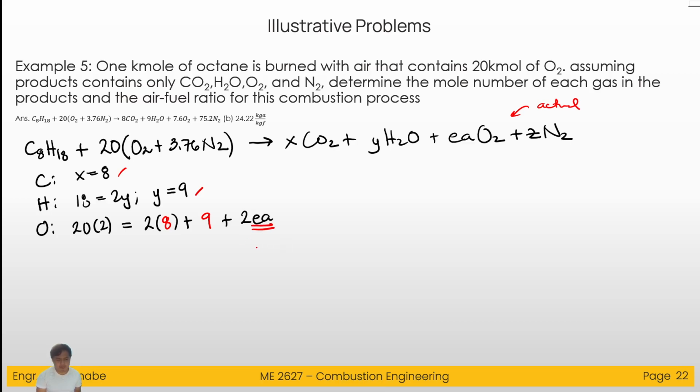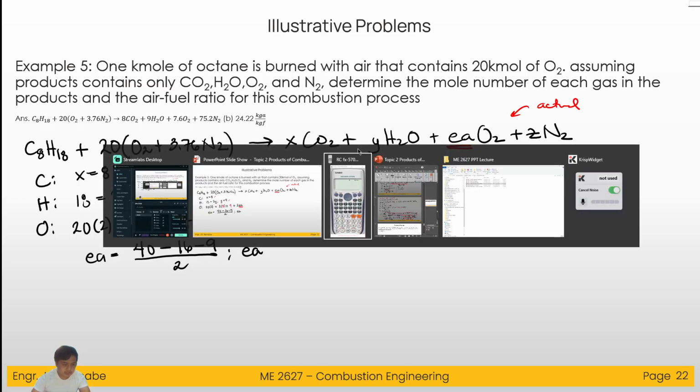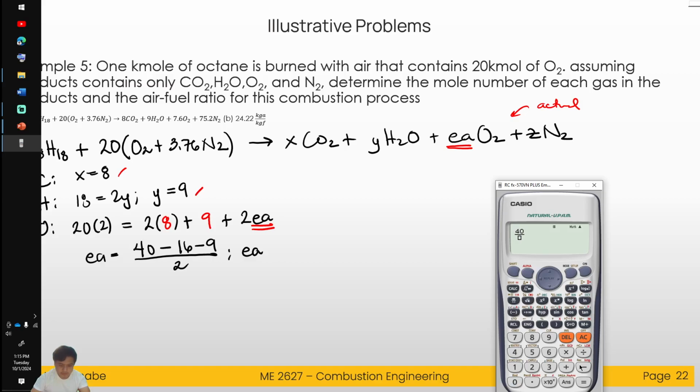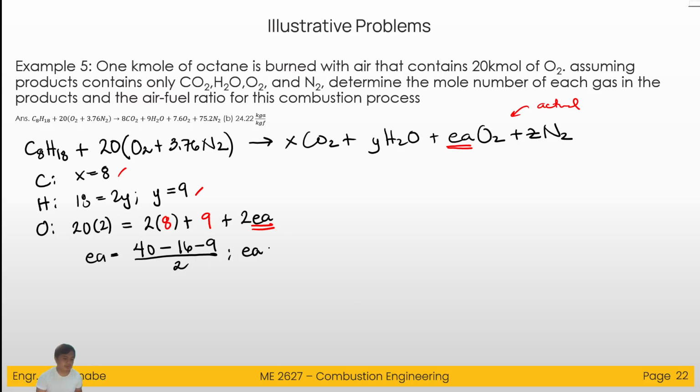So we can solve directly both the excess air and the theoretical air needed. Instead of finding E and A separately, we can find EA, which is the coefficient of O2. So this will be equal to 40 minus 16 minus 9 over 2. Let's check that out: 40 minus 16 minus 9 over 2. So this will be 7.5. So we get the coefficient, we are good with that.